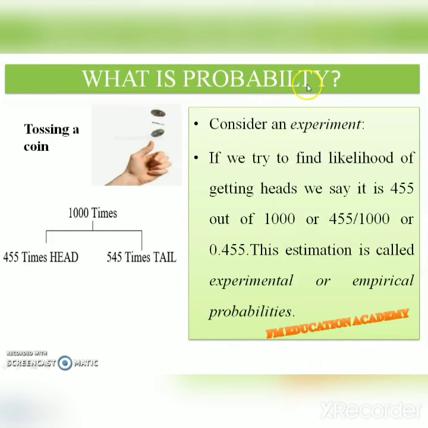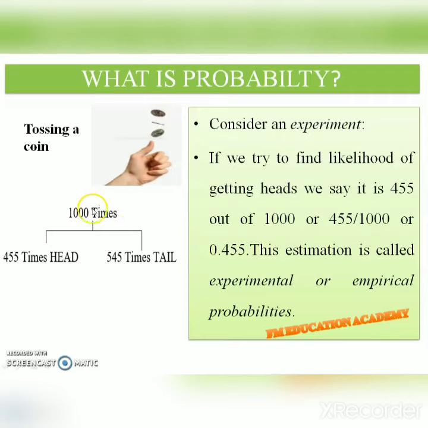What is probability? Let us suppose a coin is tossed. This figure shows a coin is tossed. That is, either we can get one side is head or we can get other side is tail. That is, these one side let us consider it is head and the other side let us consider it is tail. So when we flip a coin, let us flip a coin 1000 times.